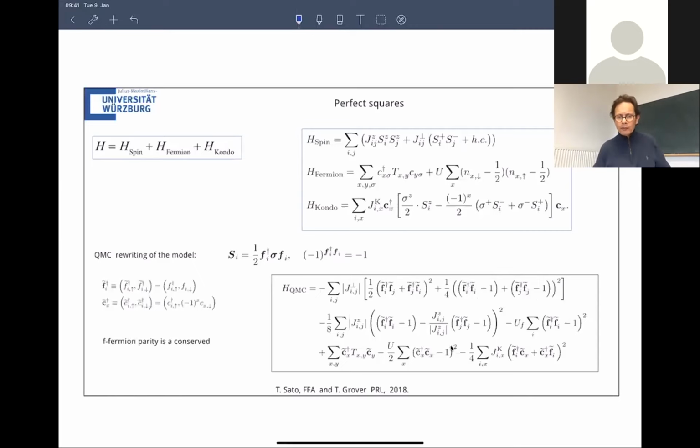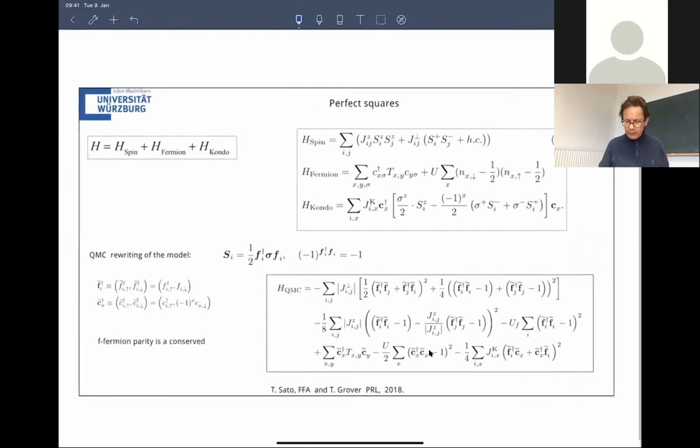Once you understand that you can write it in this way, you see that you always have perfect squares with prefactors which are always negative, and what's inside the perfect square has some time reversal symmetry. Okay, so that's a bit quick, but essentially you can train your eye to see pretty quickly that there is no sign problem.